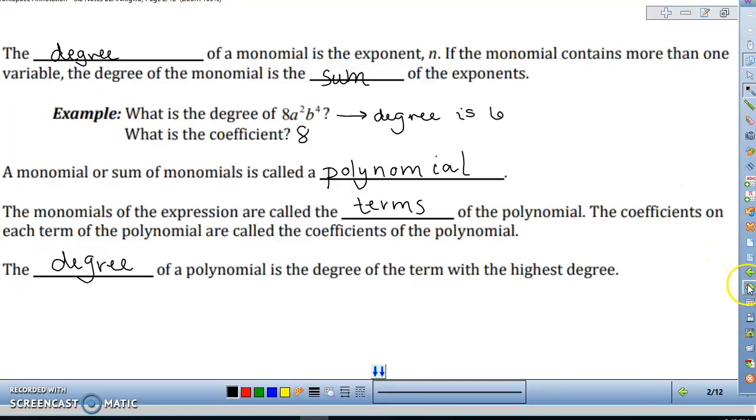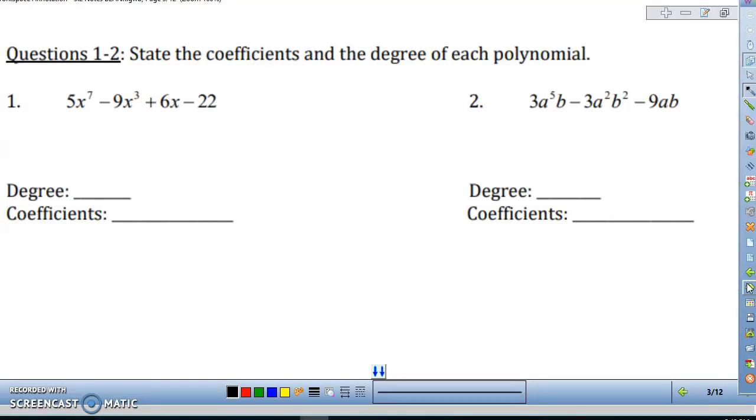So let's take a look at a couple examples. Starting with number 1, the degree here, since 7 is the highest power, this is a 7th degree polynomial. The coefficients, we're just going to go ahead and list out in the order that we see them. 5, -9, 6, and -22.